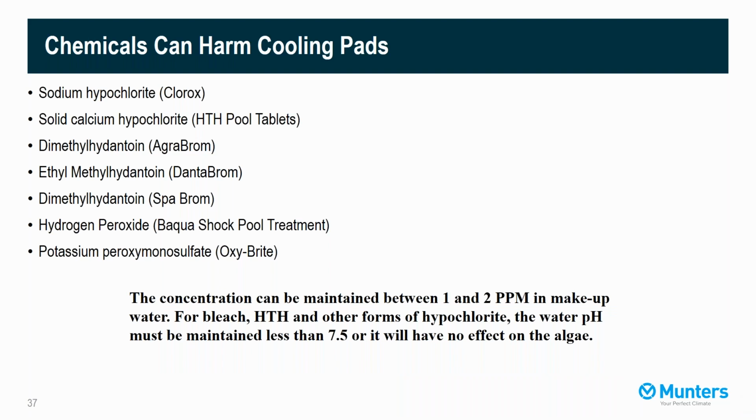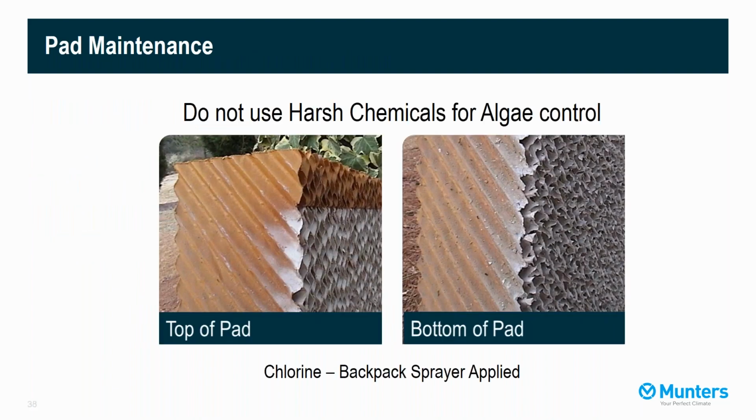So chemicals can harm the cooling pads. Chemicals like Clorox or bleach, HDH pool tablets, Agrabrome and Dontabrome, Spa Brome, Aquashock pool treatments, and Oxybrite. All of those chemicals will help to reduce the life of your pad. This pad here was sprayed with chlorine with a backpack sprayer, and you can see that it just ate away at the pad, and we want to prevent that.